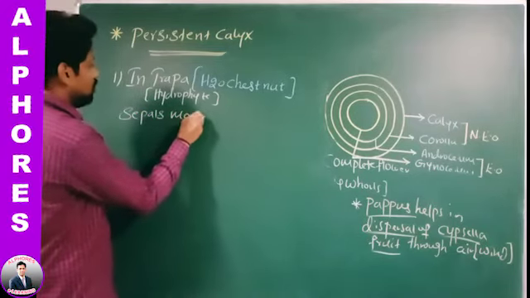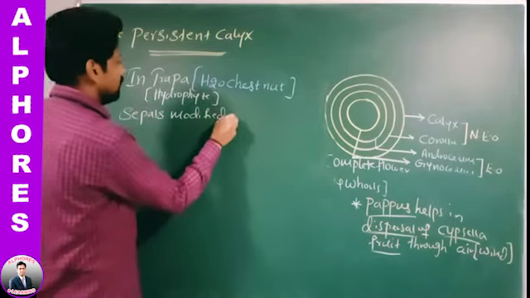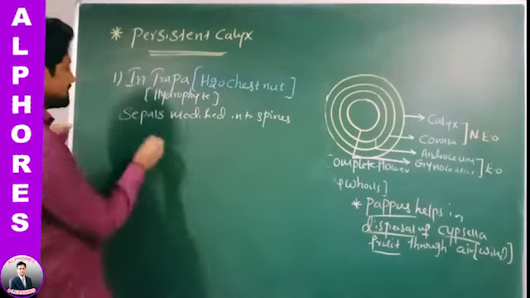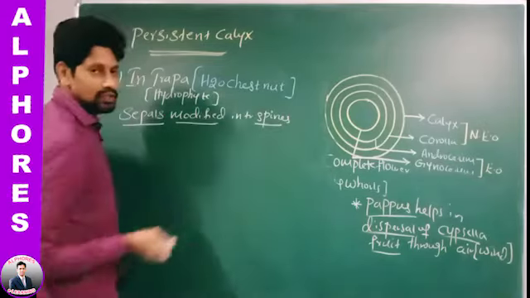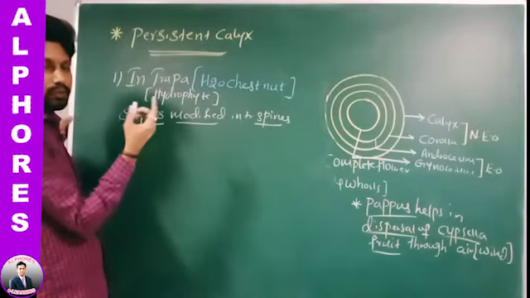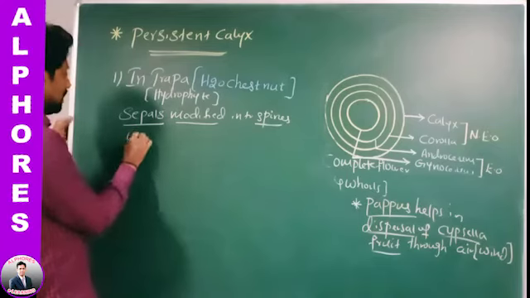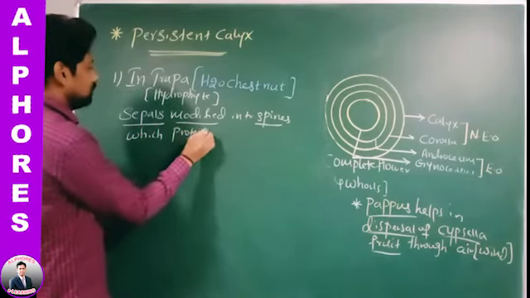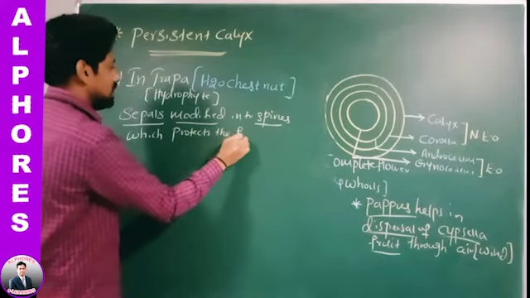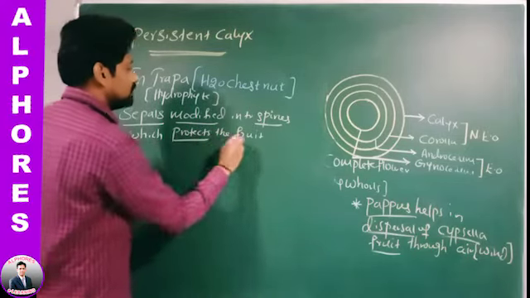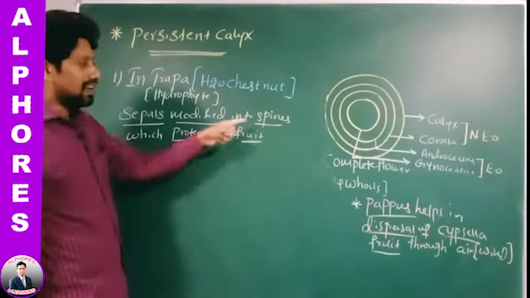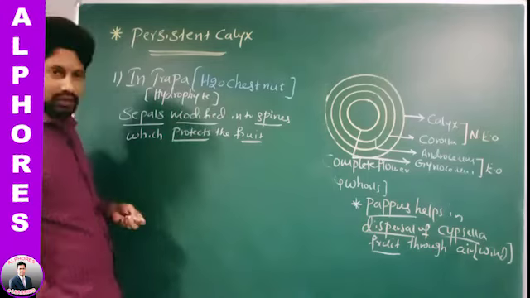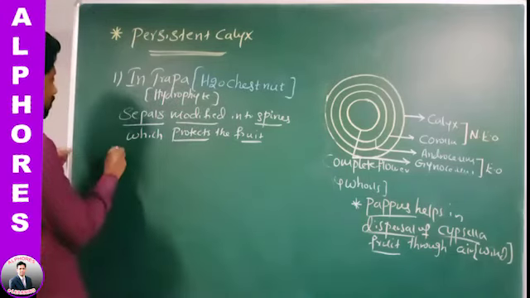Sepals are modified into what, sir? Spines. As sepals are modified into spines, these spines give protection to the fruit. Who is protecting the fruit, sir? Spines. From where did we get the spines? The sepals themselves modified into spines. Okay, right? Number 2, Mussaenda.